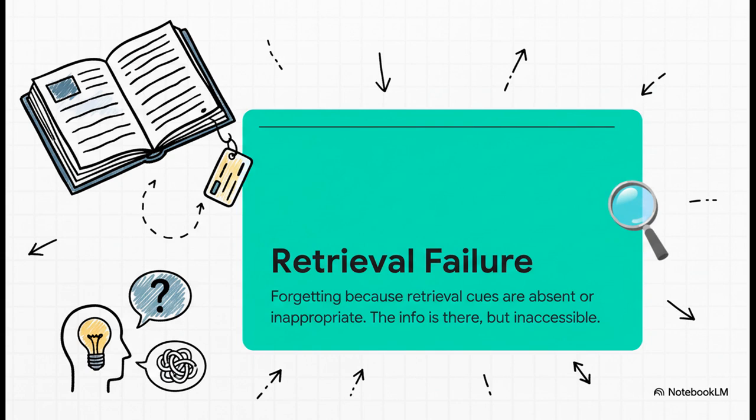But sometimes the memory isn't actually gone at all, you just can't get to it. This is called retrieval failure. The information is sitting there on a shelf in your long-term memory library, but it's like you've lost the library card. You just don't have the right clue to find it. This is that classic, frustrating tip of the tongue feeling.